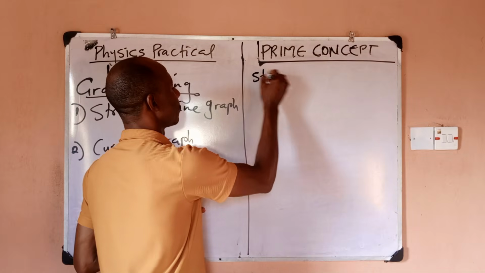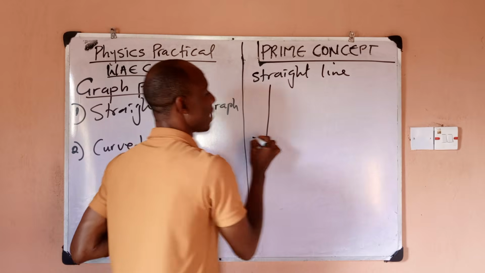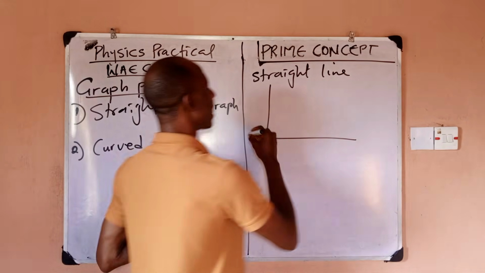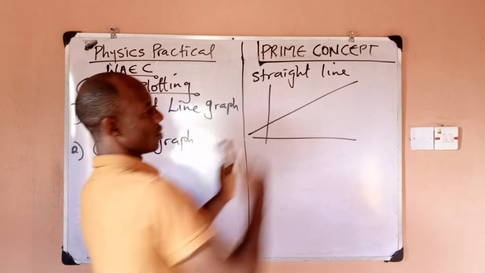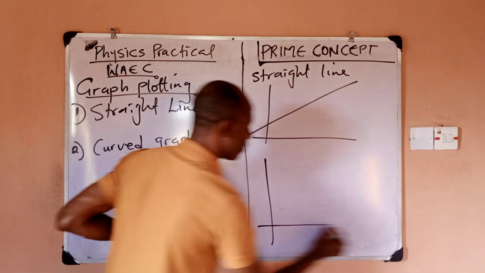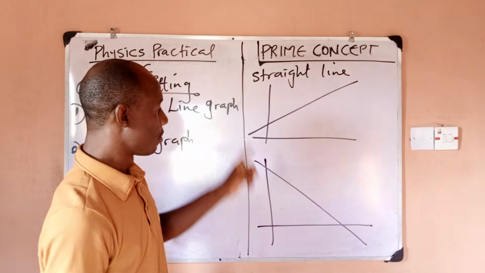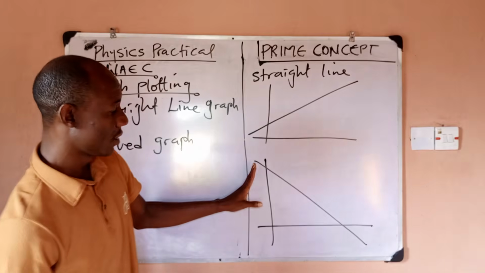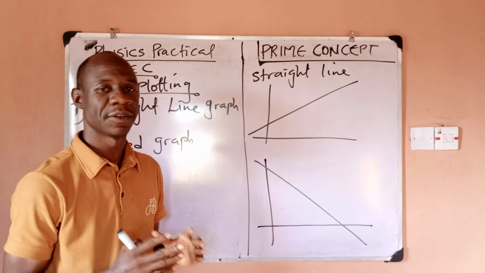For a straight line, you can have two types of straight line. One, your straight line can go this way, that is to say, it is moving from the left to the right. This is one type of straight line you can have. Then another type you can have is this way, moving from the left downwards, upward to the right, all right? And then this way, from the left downwards to the right. So these are the two types of straight line graph you can have.